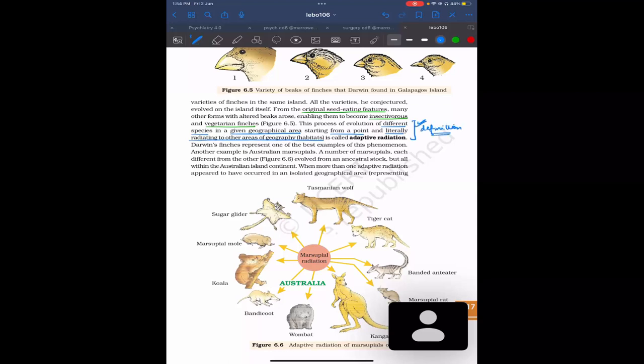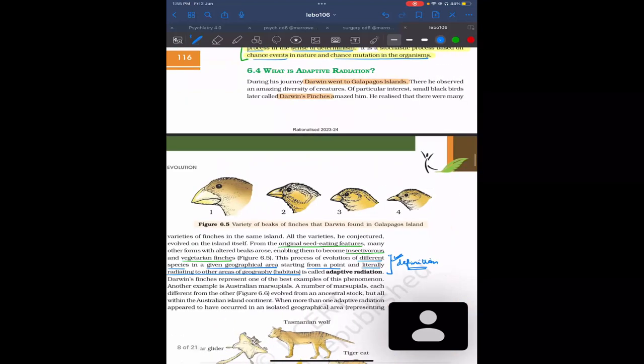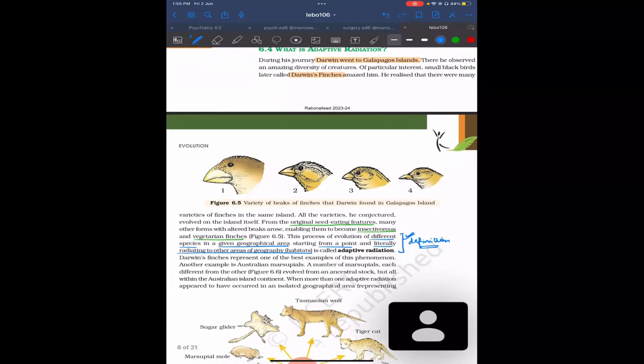So this is the first question given in your BAT exercise. So the answer of the first question is, in the first question, what is asked? Give an example of adaptive radiation. So the example of adaptive radiation is the example of Darwin's finches. They originated as an original seed-eating finches. No, sorry, this is not the first question. This is the eighth question. Describe an example of adaptive radiation. This is the answer of the eighth question. So this is the example of adaptive radiation.